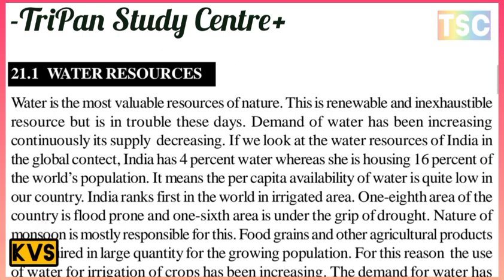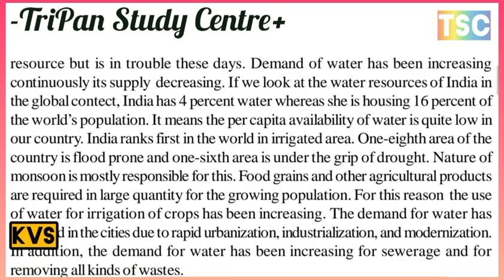Food grain and other agricultural products are required in large quantity for the growing population. For this reason, the use of water for irrigation of crops has been increasing. The demand for water has increased in the cities due to rapid urbanization, industrialization and modernization. In addition, the demand for water has been increasing for sewage and removing all kinds of wastage.